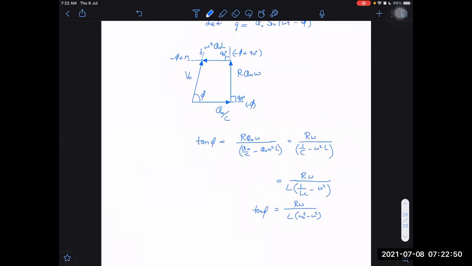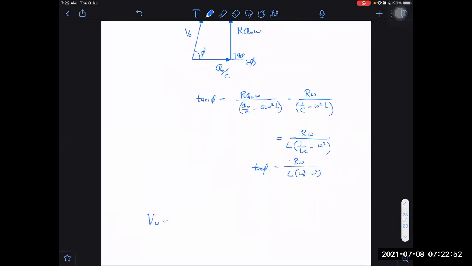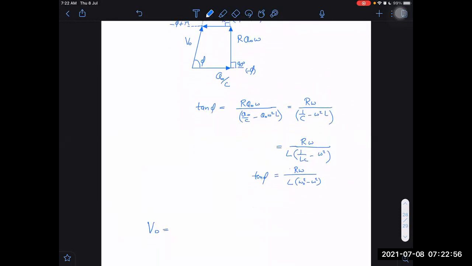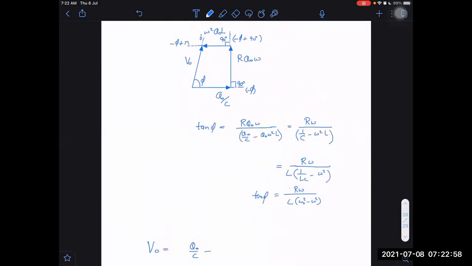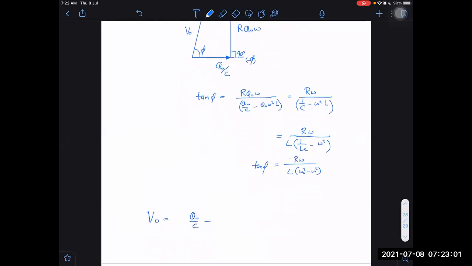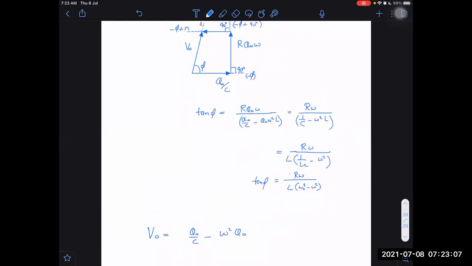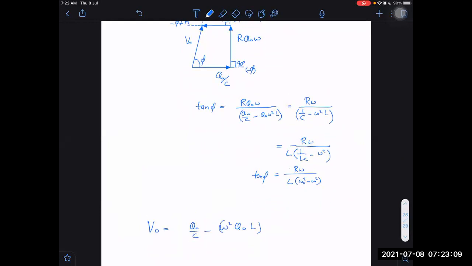Also, what is the value of V naught? V naught will become, by Pythagoras theorem, the square root of Q naught by C minus Q naught L omega square, whole square.